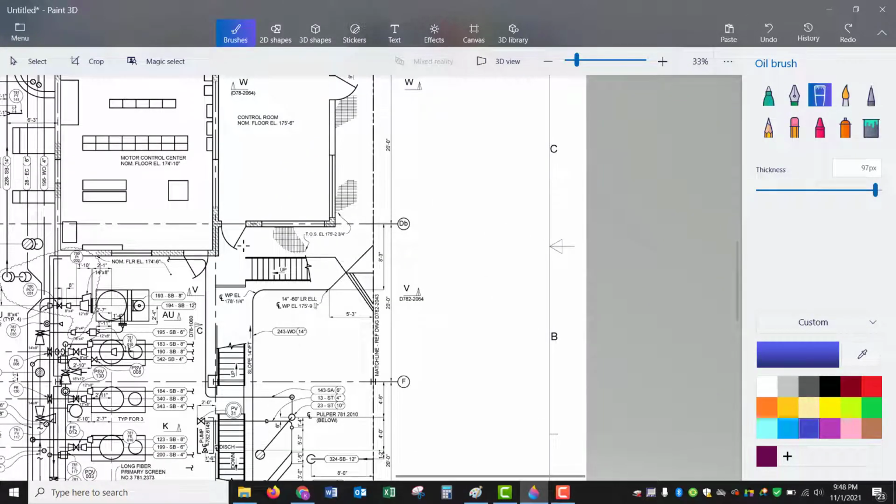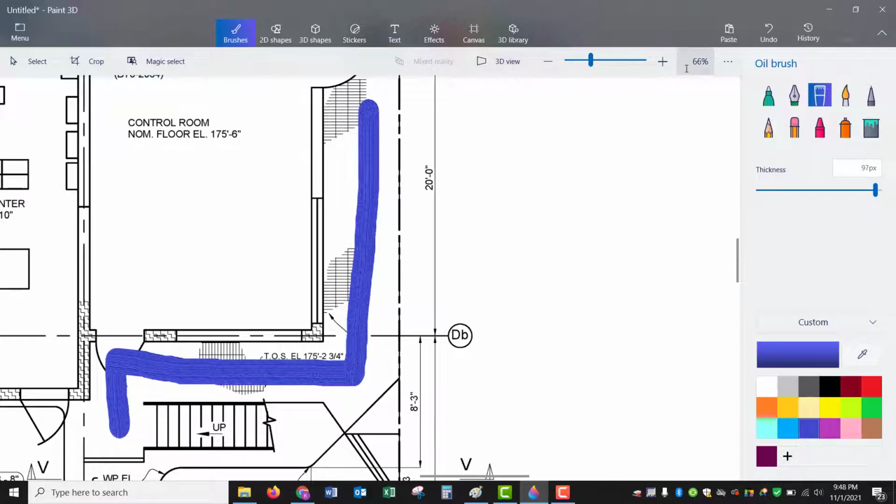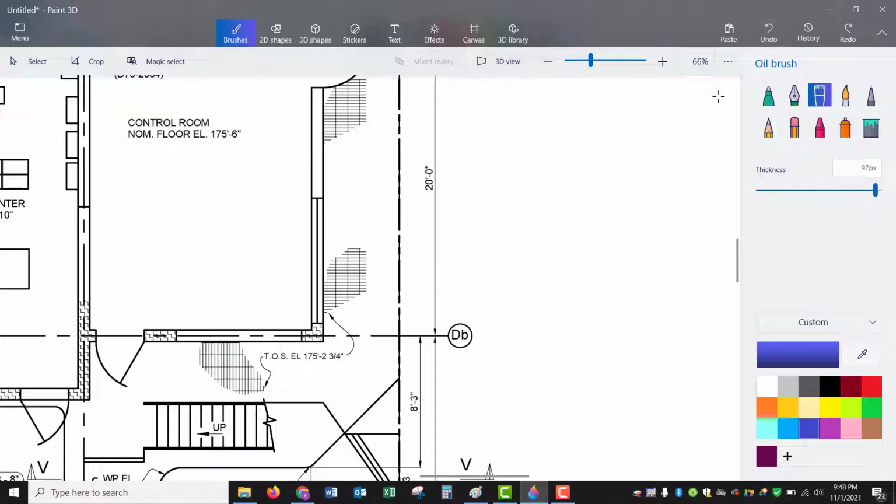Okay, around here we have some grating around the perimeter of these rooms. You see it right there. It's like a rack. That's just like a walkway. Okay, and then it gives you the elevation. TOS means top of steel. So that's a top of steel elevation of 175 feet 2 3/4 inches.